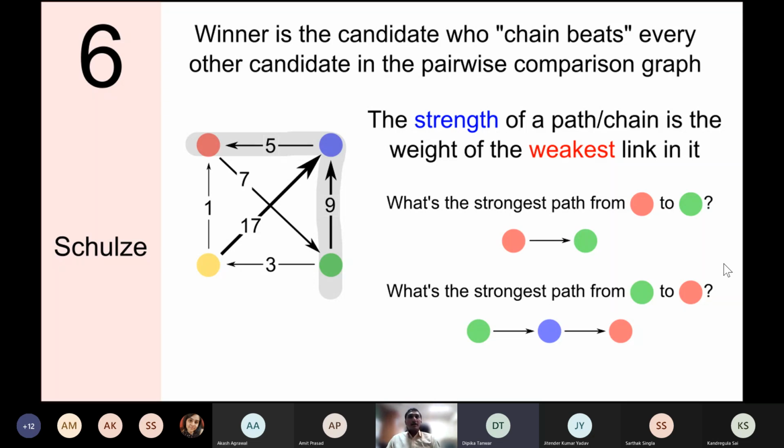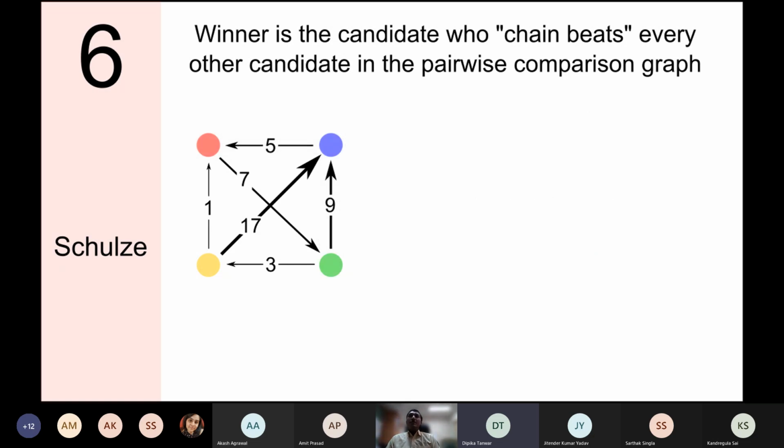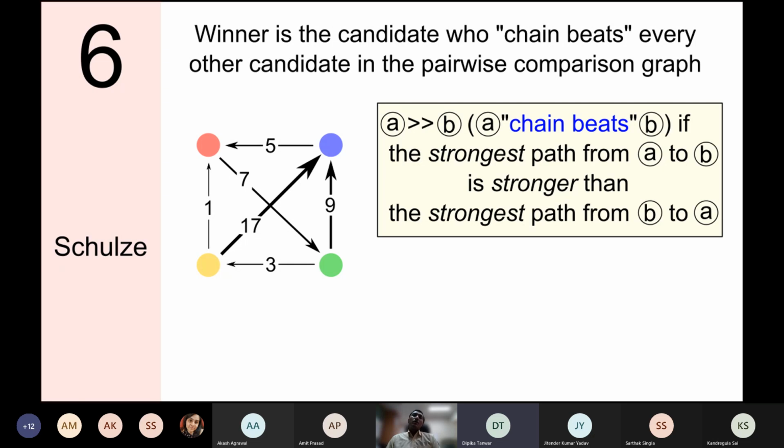Very good. Okay. So I hope the notion of strength and the strongest paths is clear. Okay. So let me introduce another terminology, which is something called the chain beats relation. So I'm going to write it as a double greater than. So you should read this as A chain beats B, or A path beats B, whatever you want to call it. So we say that a candidate A chain beats another candidate B if the strongest path from A to B is stronger than the strongest path from B to A.